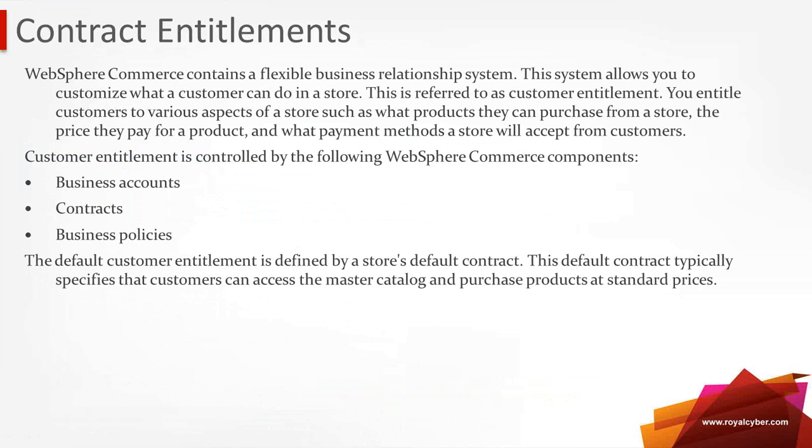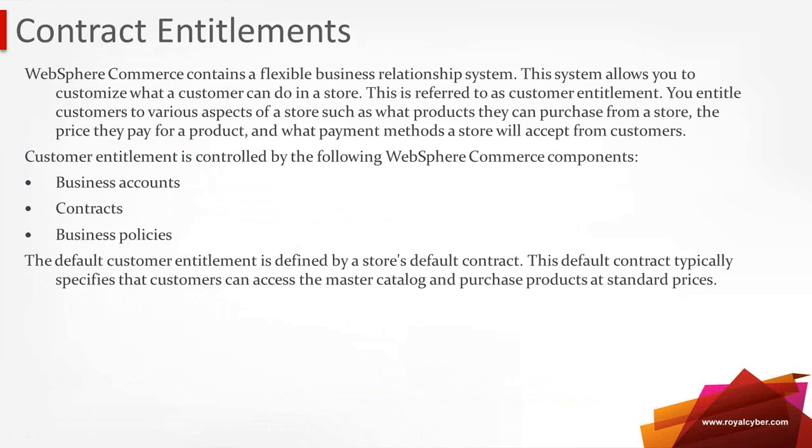Contract entitlement system allows you to customize what a customer can do in a store, such as what products they can purchase from a store, the price they pay for a product, and what payment method will be accepted. The default contract typically specifies that the customer can access the master catalog and purchase products at a standard price.